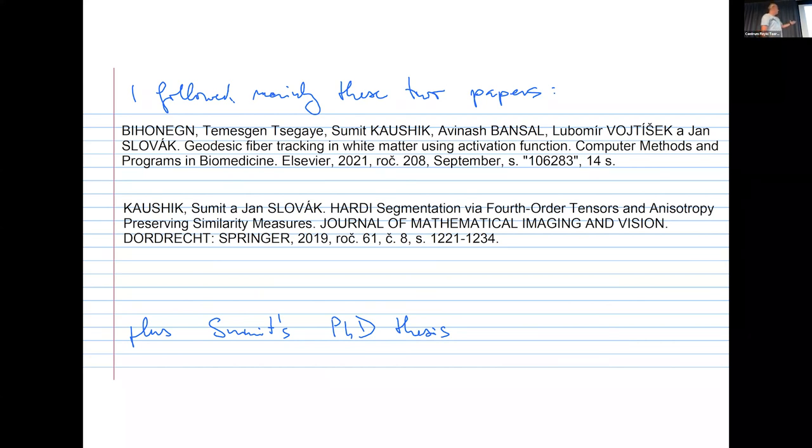And also, of course, it was all based on Sumit's PhD thesis, because it was him who brought these topics and convinced me that it was interesting. And then we had to work hard, because I never understood what he was doing. His approach to work was that he always came already with something implemented and pictures.